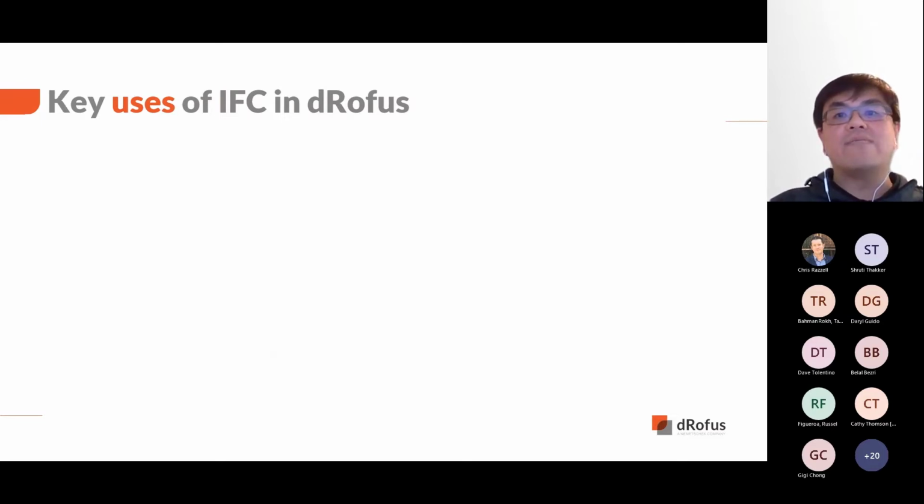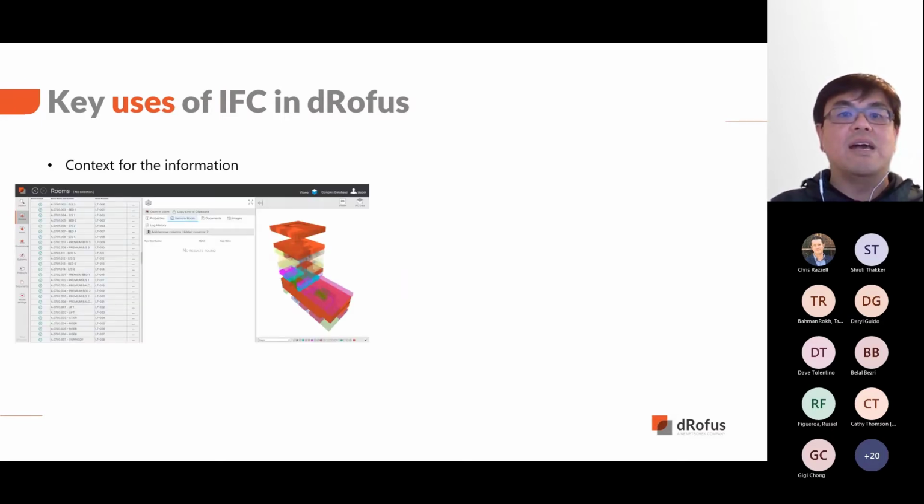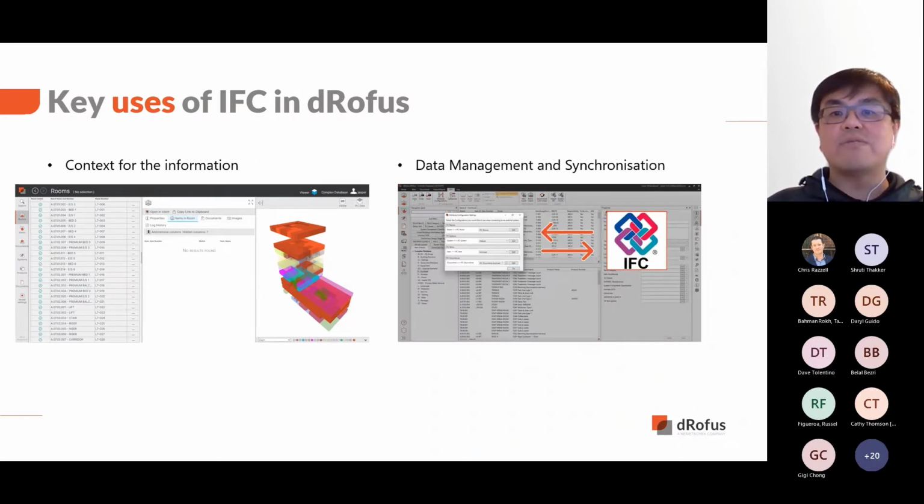There are two key uses of IFC models with dRofus. Our software has the capability to manage both simple and complex project data. The IFC model provides the context for the data, allowing project participants to understand where the data is in regards to the design. The dRofus desktop client can also synchronize data with the IFC models, allowing project teams to update the data component of the IFC file. Another perspective is that the data in the IFC files can be kept up to date long after construction is completed, provided the geometry remains unchanged.